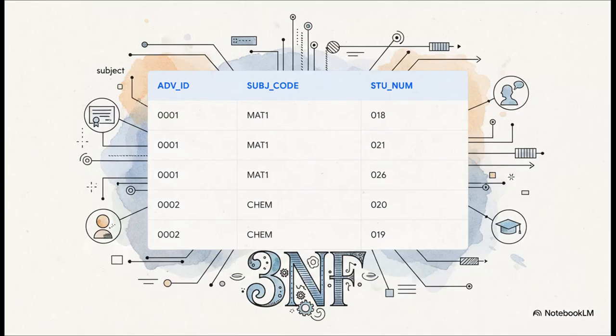Okay, so you're probably wondering, how does this all connect now? Well, this is the magic right here. We create what's called a linking table. You'll notice this table doesn't actually store any names. It only uses the unique IDs from our other tables to show how they're all related. It tells us that advisor 001 teaches subject MAT1 to student 018. That's it. And by doing this, we've now reached what's called the third normal form, or 3NF.